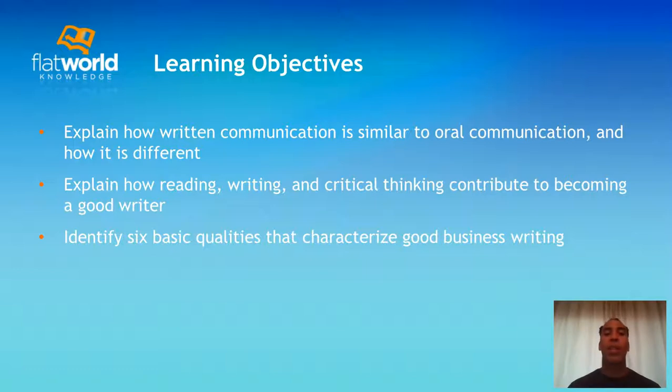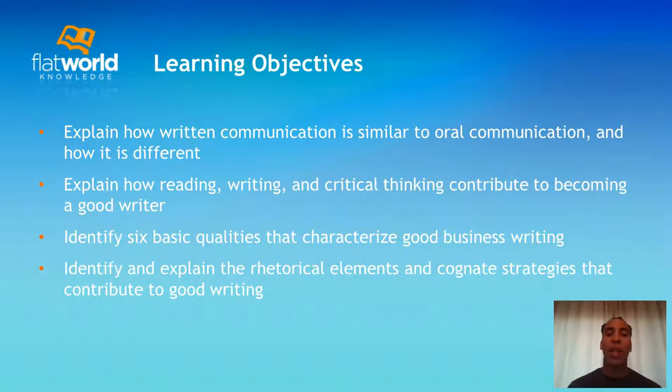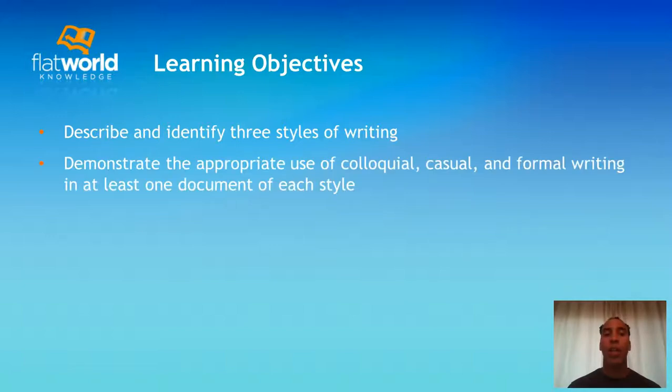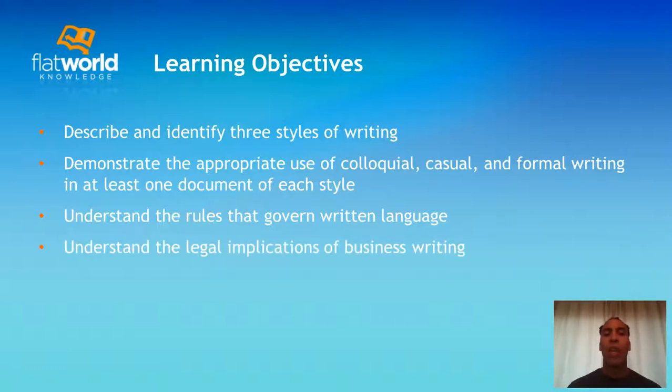Identify 6 basic qualities that characterize good business writing. Identify and explain the rhetorical elements and cognate strategies that contribute to good writing. Describe and identify 3 styles of writing. Demonstrate the appropriate use of colloquial, casual, and formal writing in at least one document of each style. Understand the rules that govern written language. Understand the legal implications of business writing.